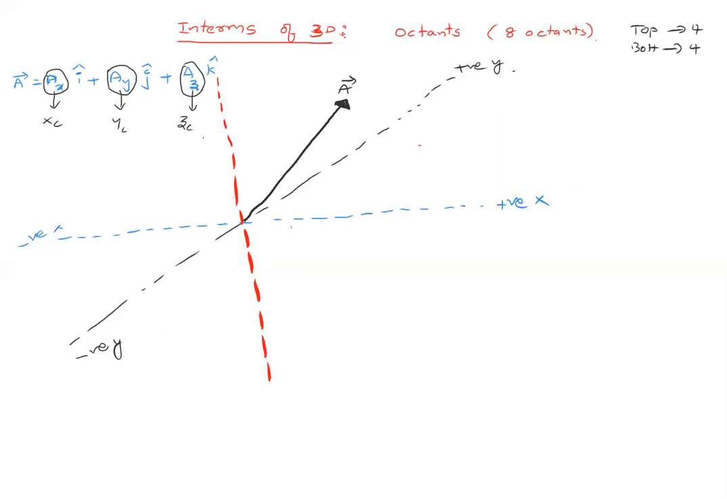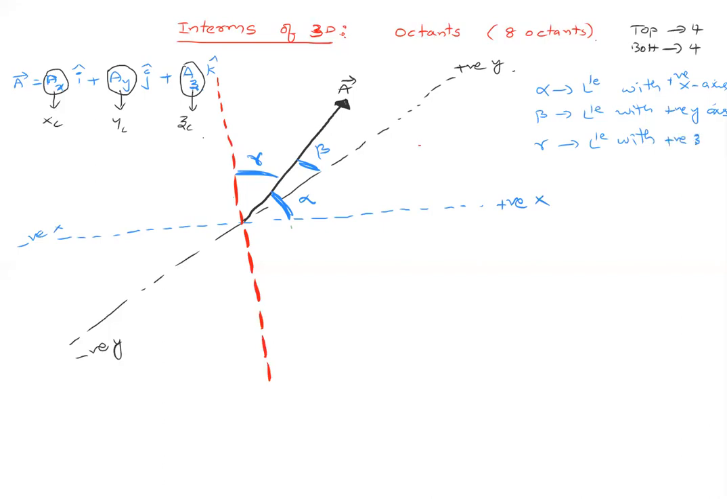Now if you are taking the angle with the x-axis as alpha, the angle with the y-axis as beta, and the angle with the z-axis as gamma, so your alpha, beta, gamma are your angles with the x, y, z axes. My point is alpha is the angle with the positive x-axis, beta is the angle with the positive y-axis, and gamma is the angle with the positive z-axis.